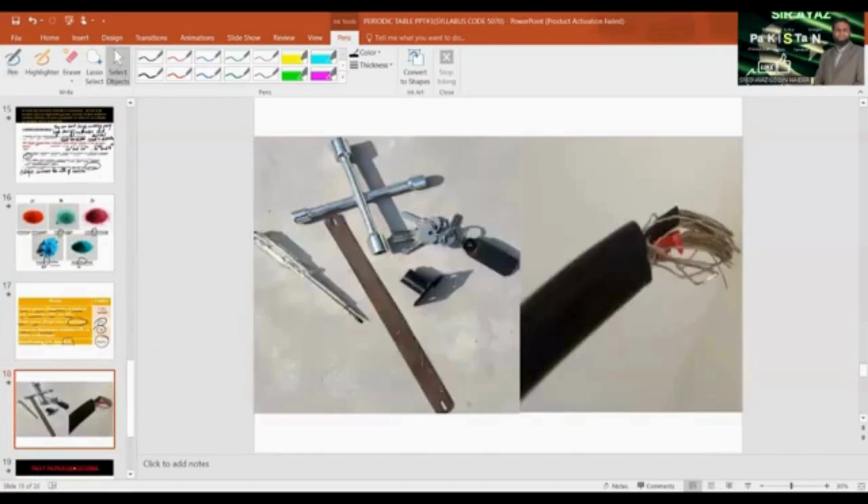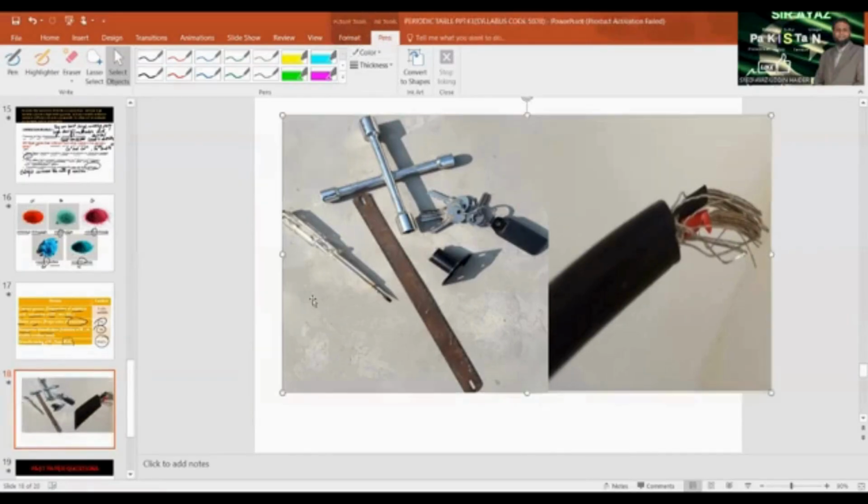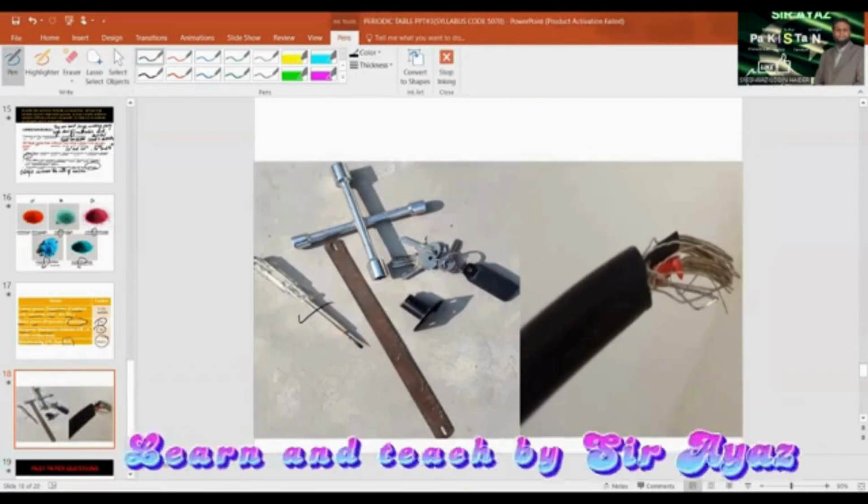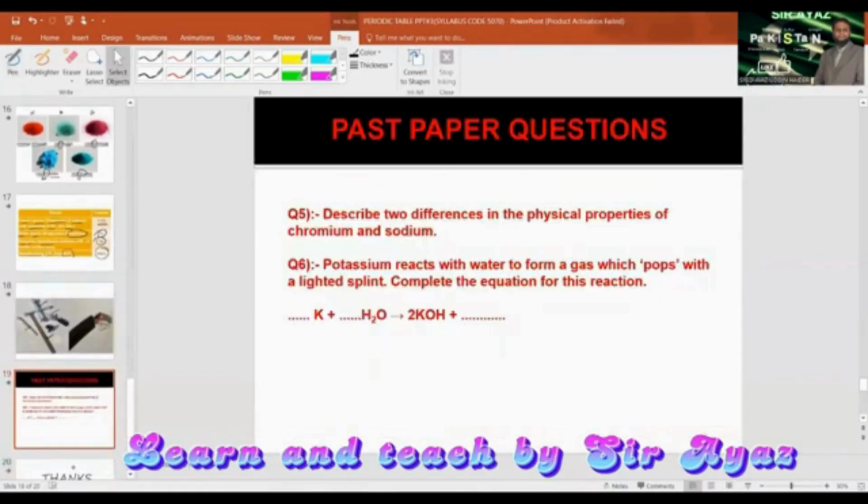So here are more applications of these transition metals. There are some different things used, for example, a screwdriver. This is a screwdriver. These are keys. This is a scale or saw kind of scale. This is a nut opener, a tire nut opener. Here are some wires. So transition metals are also used in these.